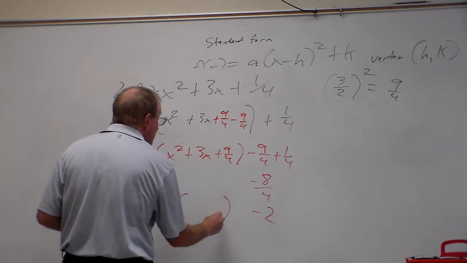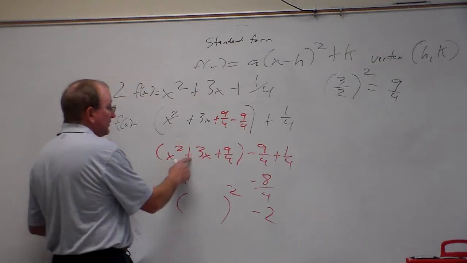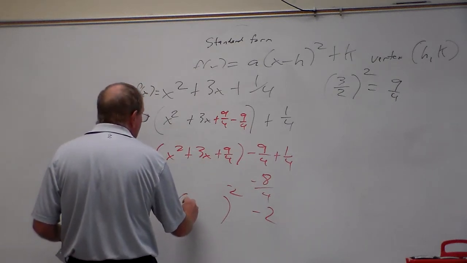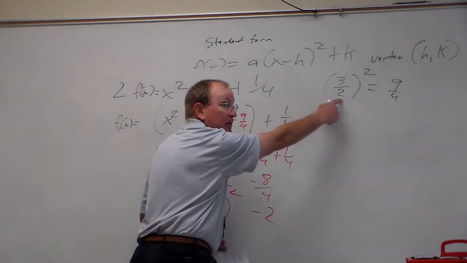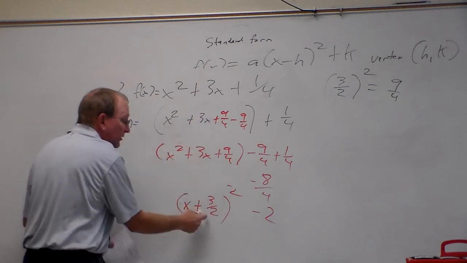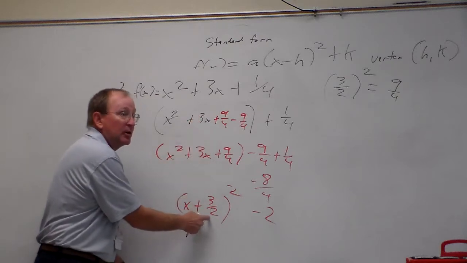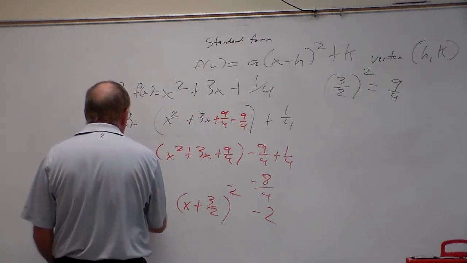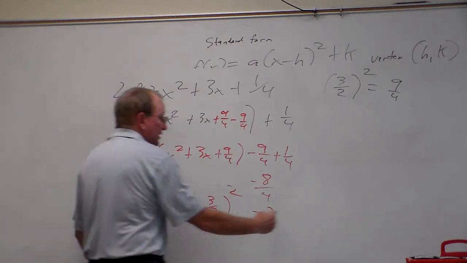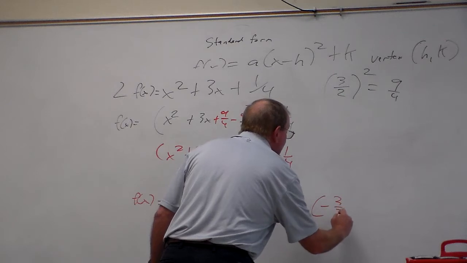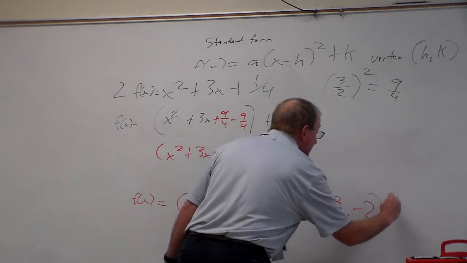I did completing the square so that I could purposely do this. This will be x plus, guess what? Whatever this is divided by 2 is what goes right there. So I now have it in completing the square form, right? So my vertex is at the point negative 3/2, because it's an inside liar, right? Minus 2. There's the vertex.